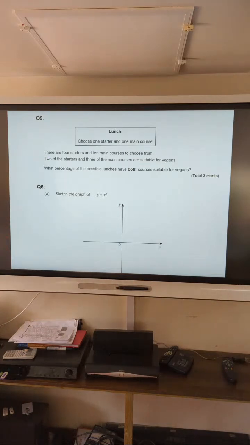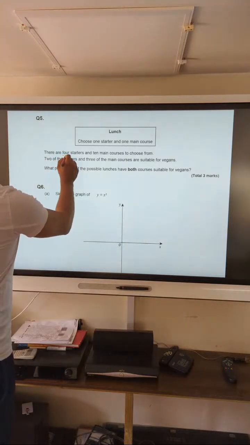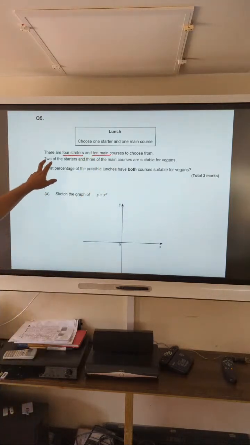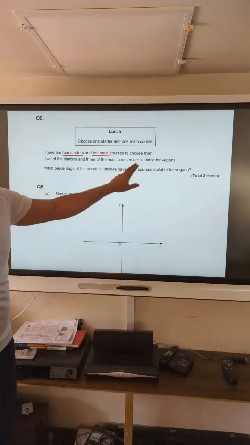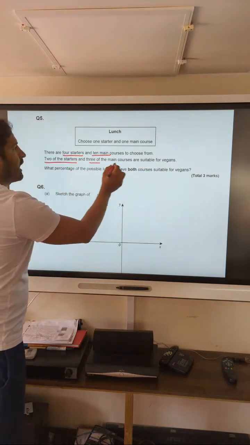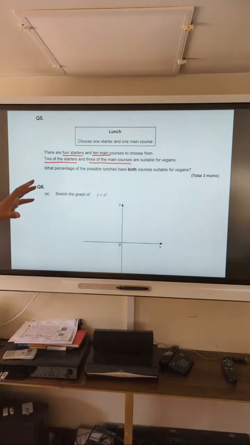Okay, there are 4 starters and 10 main courses to choose from. 2 of the starters and 3 of the main courses are suitable for vegans. Okay, again, 2 and 3. So key information, you underline it so you don't forget, and read the question 2 times, 3 times if you need to, until you fully understand what the question is asking you to do.